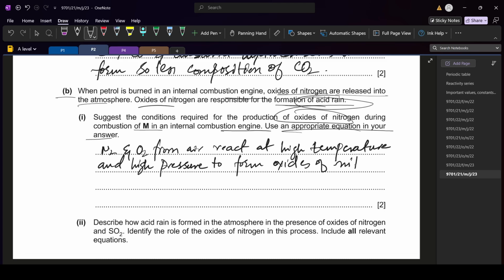And there are many oxides of nitrogen. But you have to write an equation. So let's say nitrogen and oxygen will react together to form nitrogen dioxide. This is also one of the equations, one of the oxides of nitrogen. So balance the equation. This is your final equation.